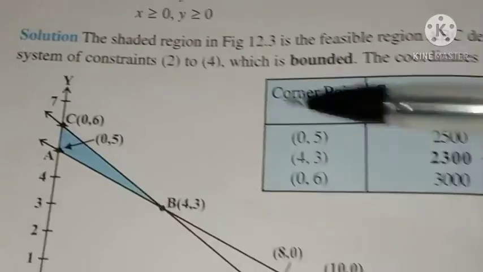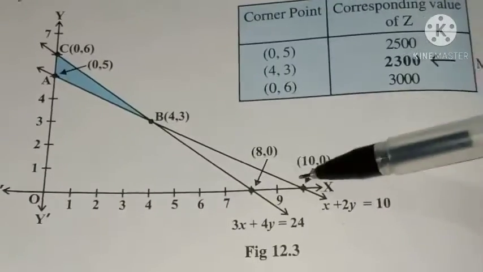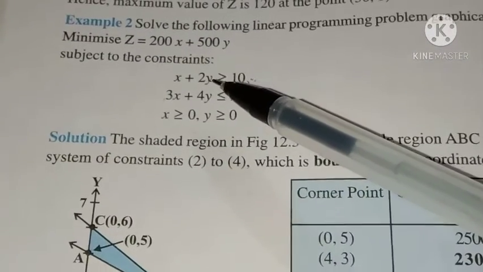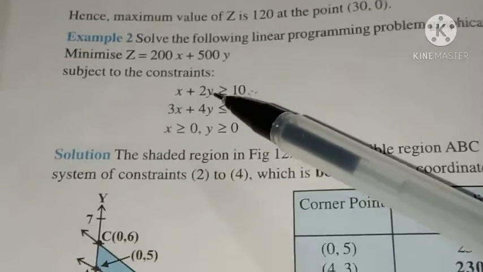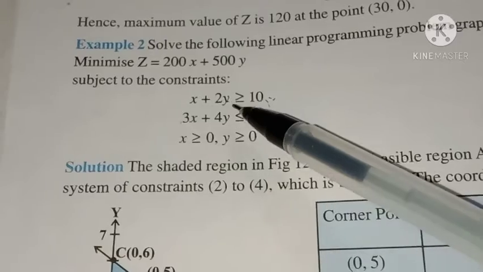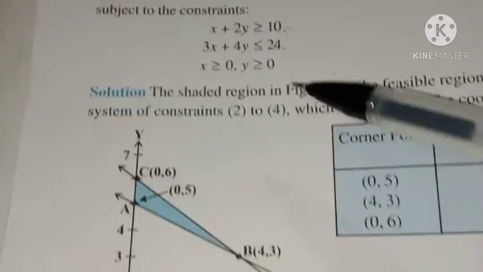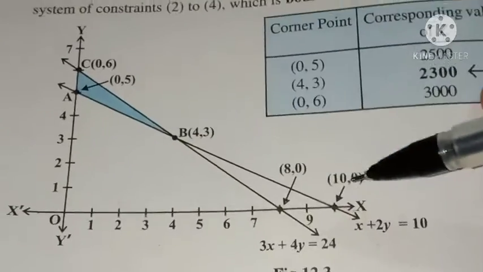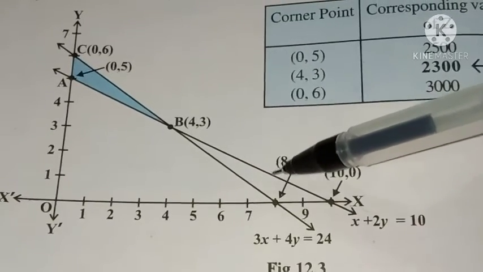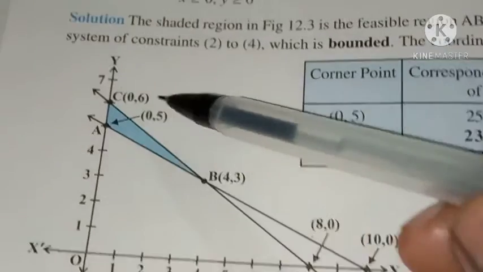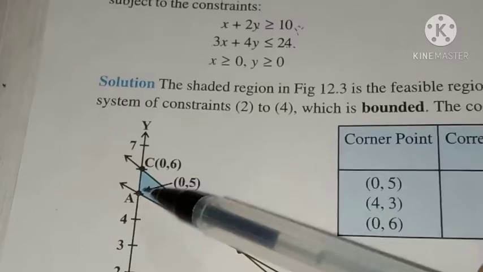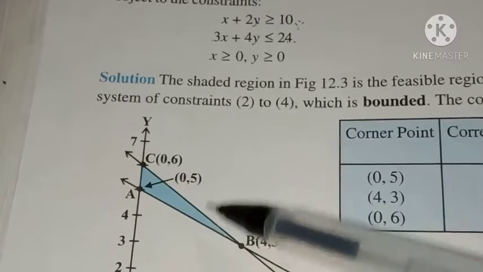You can see that these are the two lines. Now we want to determine the feasible region, so we shade the common region. Listen, x + 2y ≥ 10. This is a straight line, and x + 2y ≥ 10 means greater than, which implies it is the upward portion of this line.